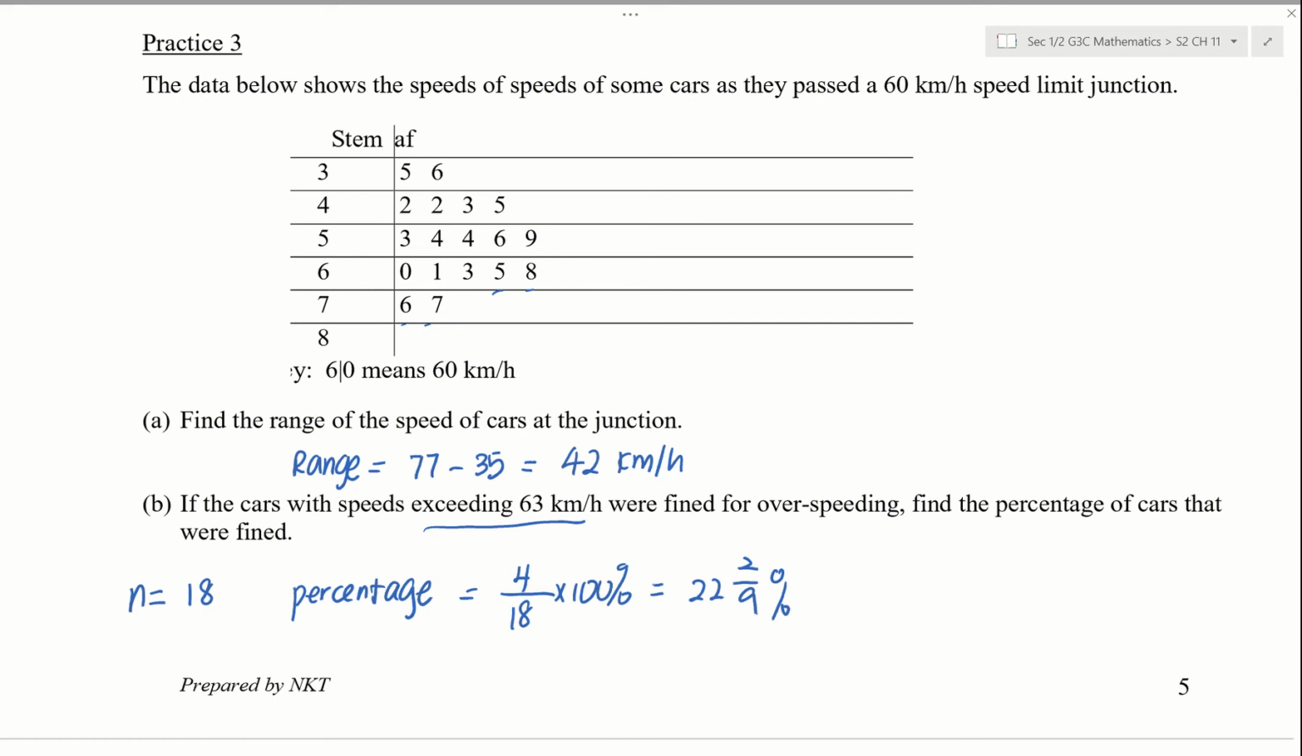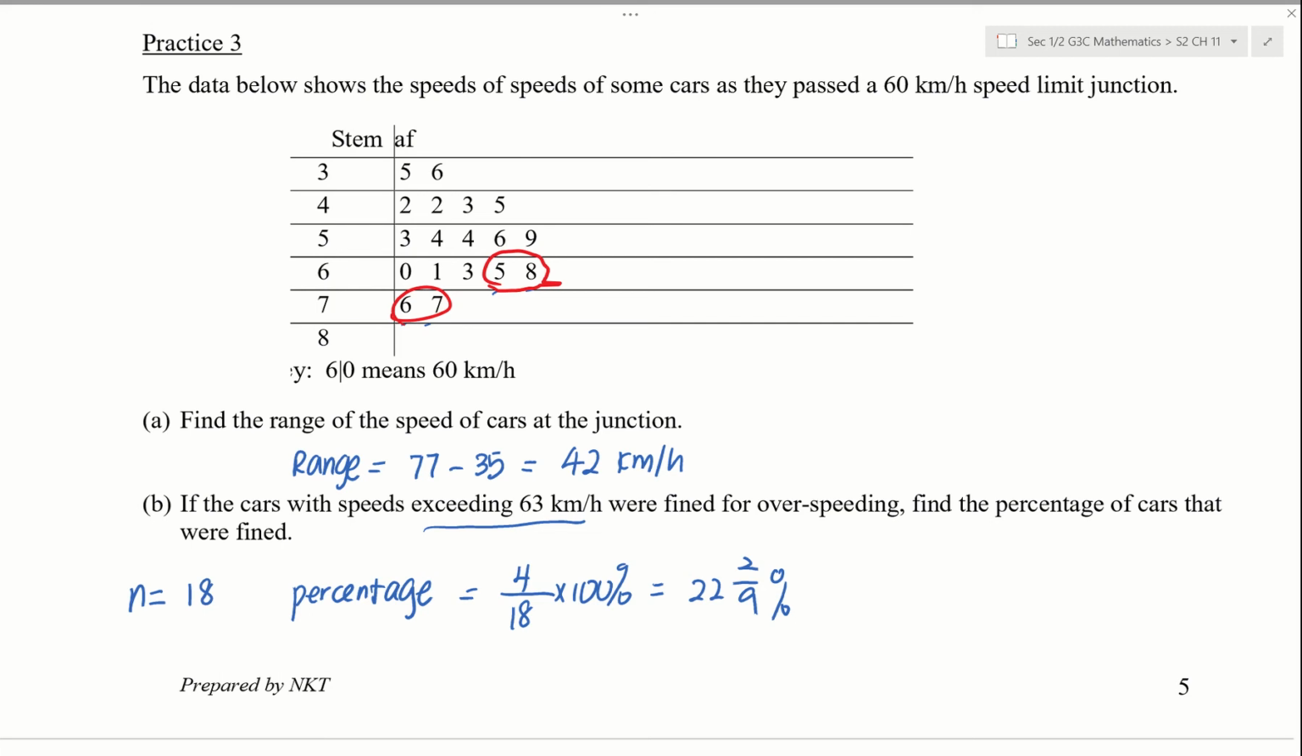So part B, some context over there. There's a story behind it. If you are exceeding 63 kilometers per hour, you are over speeding. So exceeding 63 kilometers per hour means that 63 kilometers per hour is still okay. But if you go beyond that, more than 63 kilometers per hour, then you are speeding. So let us look for how many cars have a speed of more than 63 kilometers per hour. So we go 1, 2, 3, 4. There are 4 cars that have exceeded 63 kilometers per hour.